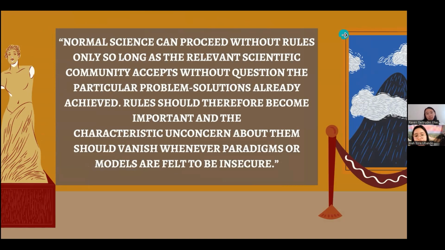Here's another particular excerpt from his work. Normal science can proceed without rules only so long as the relevant scientific community accepts without question the particular problem solutions already achieved. Rules should therefore become important, and the characteristic unconcern about them should vanish, whenever paradigms or models are felt to be insecure. So rules are not really needed at all? Yes, rules are only needed if and only if the paradigm is insecure. Yung parang meron pa siyang notable gaps.